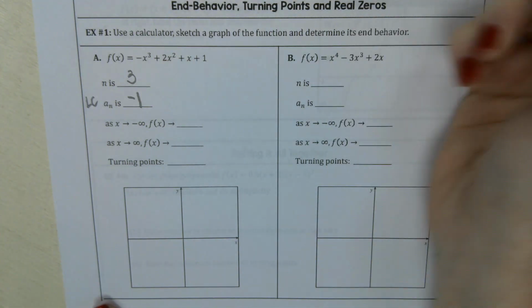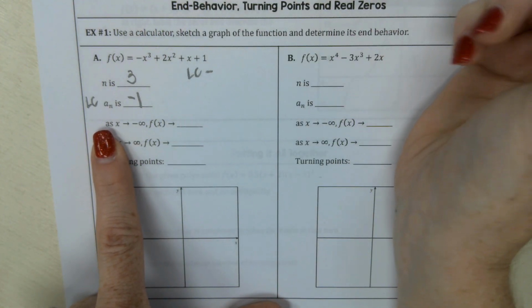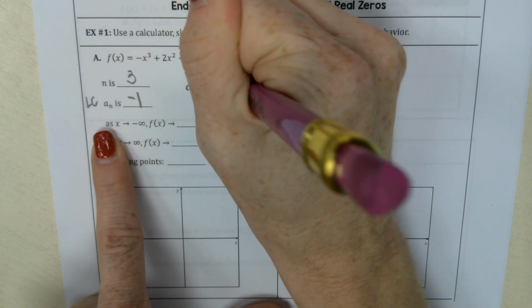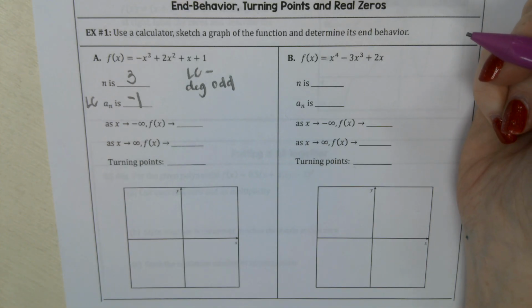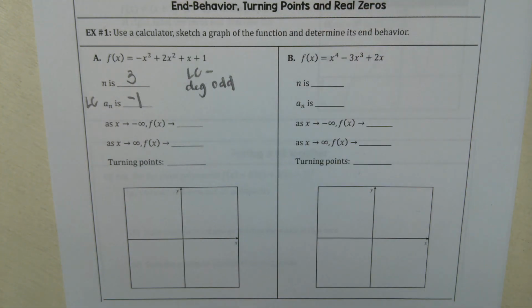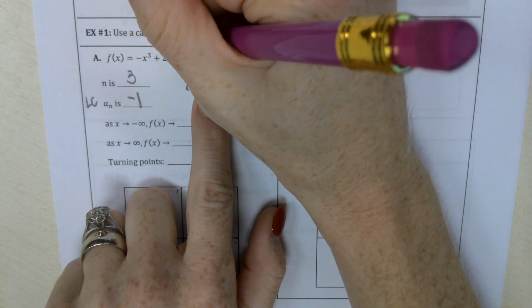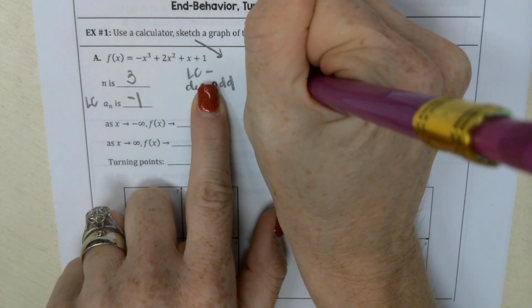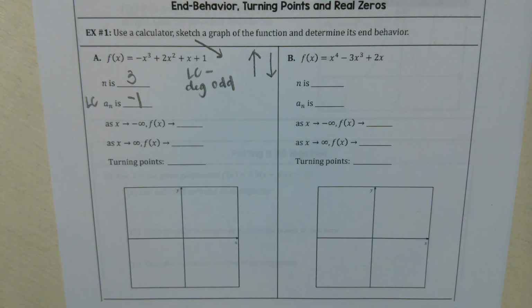A sub n, that is my leading coefficient here. -1. Perfect. So I have a negative leading coefficient, and my degree is odd. If my degree is odd, that means that my tails are split. They're going in different directions. But if it's negative, that means that graph is going to fall to the right. So on the right side of my graph it goes down, and on the left side it's going up.